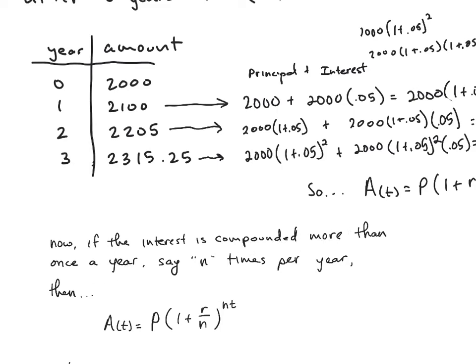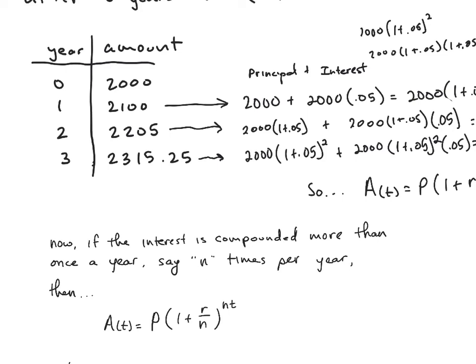So they could compound the interest twice a year. So for example, if the interest rate was 5%, but it's compounded twice a year, then each time it compounds, it's going to be half of that because it's happening twice a year. So half of that 5% would be 2.5%. So the first time it compounds in the middle of the year would be 2.5%, and then at the end of the year it compounds at another 2.5% to equal your 5%.